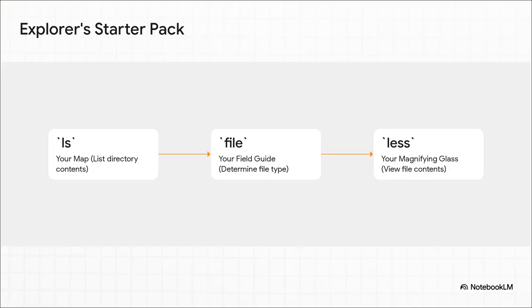Okay, so here's the whole shebang. Our starter pack has just 3 tools. You've got ls, which is basically your map. It shows you what's around you. Then there's file, which is like a field guide for figuring out what all the stuff actually is. And finally, less, your magnifying glass to get a real close-up look. You get these 3 down, and you're ready for pretty much anything.